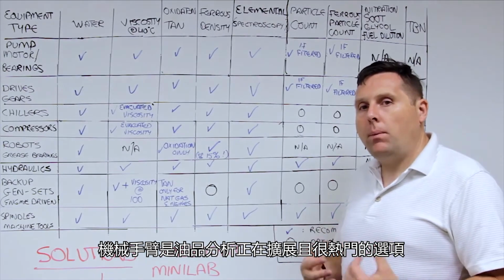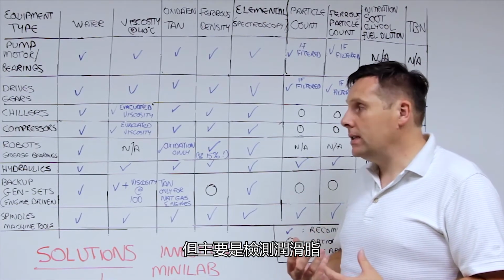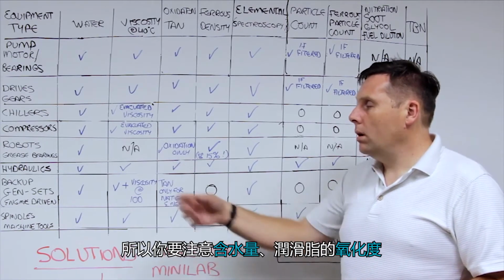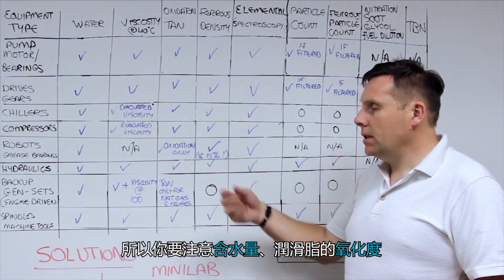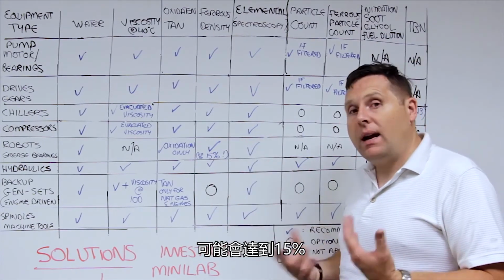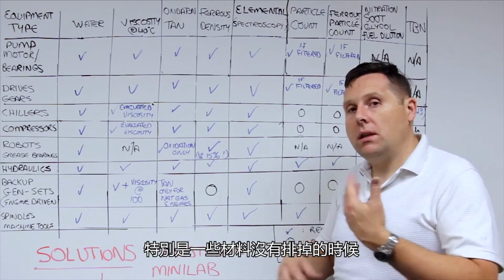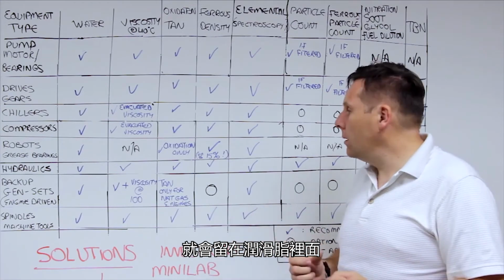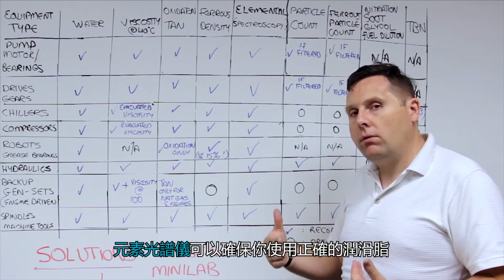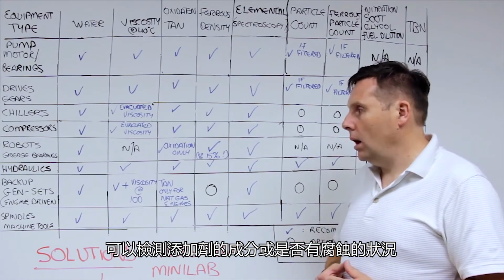Robots are a very popular and expanding capability for fluid analysis, but particularly grease analysis. So in those situations with grease on these systems, you want to be looking at the water content, oxidation of the grease. You definitely want to look at ferrous density. That can be up as high as 15% iron, especially because the material is not moving away. The grease keeps it in situ. And elemental spectroscopy to tell you if the grease is the right grease in terms of the additive package and if there's any corrosion effects going on.